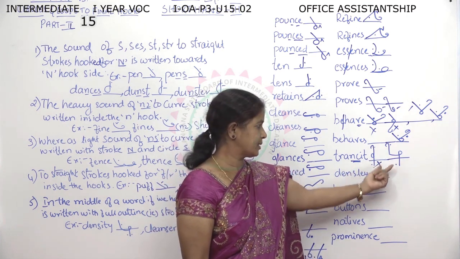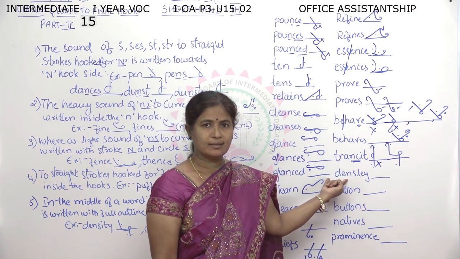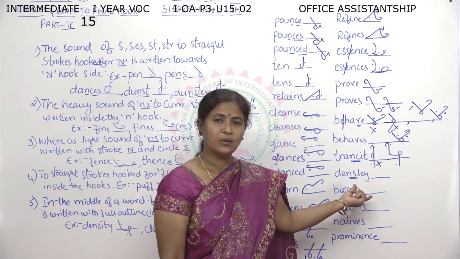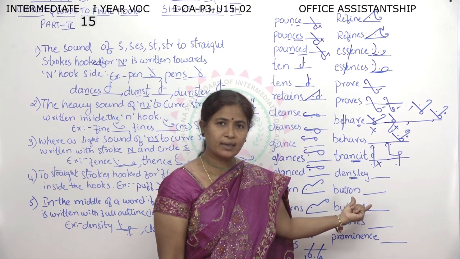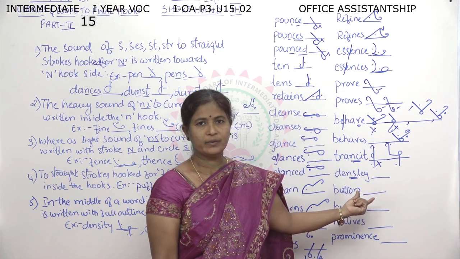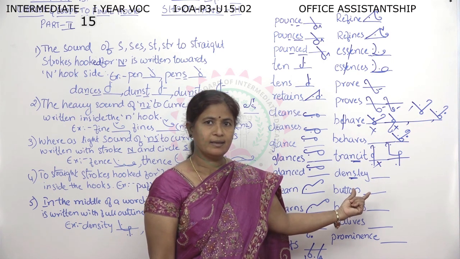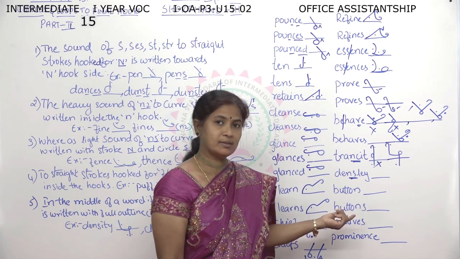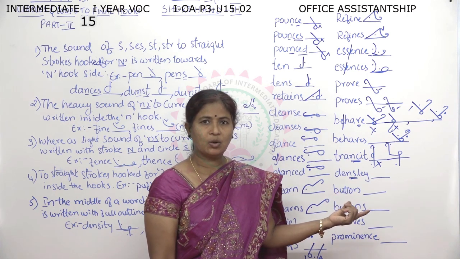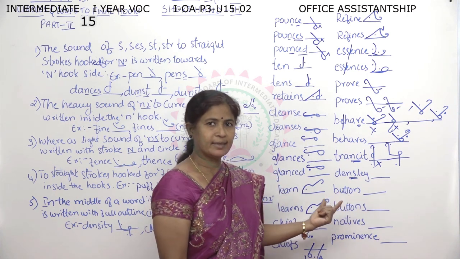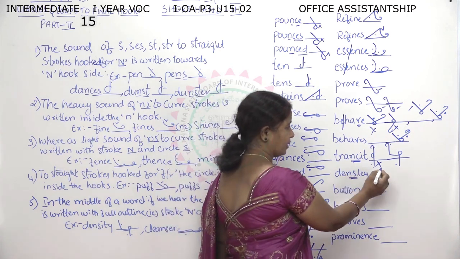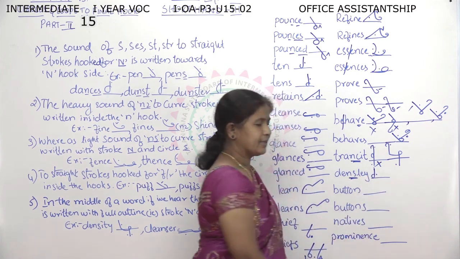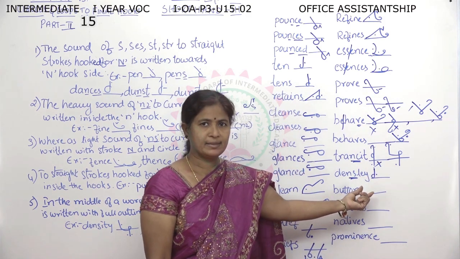Okay? Transit. Densely. Look, dense. Again, we are hearing the sound of N's in the middle of a word. How do we write? Densely: D, N, circle S and L downwards, because L follows the direction of the circle. Normally we write dense like this. Dense, dance, pen, pens. Okay?